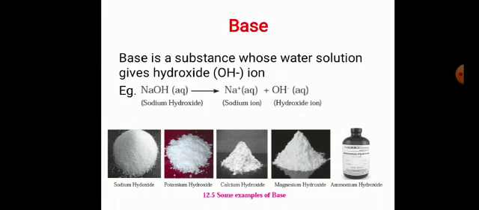Children, do you see here (aq) is written on the right side of substance NaOH? (aq) indicates that it is an aqueous solution, and NaOH when dissolved in water gives Na+ ion, sodium ion, and hydroxide ion OH-. Sodium ions are surrounded by water molecules, and therefore (aq) is written on the right side of that ion.